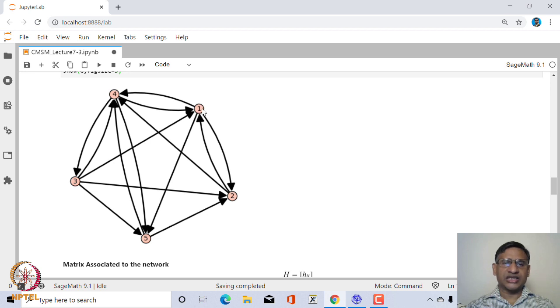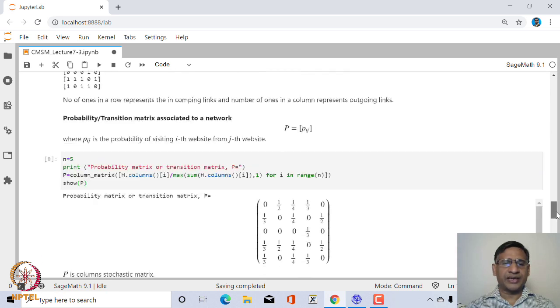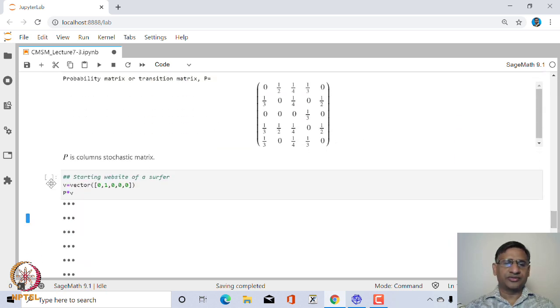So after that is 1 click, after second click this half, again from website 1 you have 1 outgoing link, 2 outgoing, 3 outgoing links. So the probability will be half times 1 by 3 to here, half times 1 by 3 to here, half times 1 by 3 to here. So how do we obtain after 1 click? That you can obtain simply by multiplying this vector 0 1 0 0 0 by this matrix, that is the probability matrix or transition matrix.